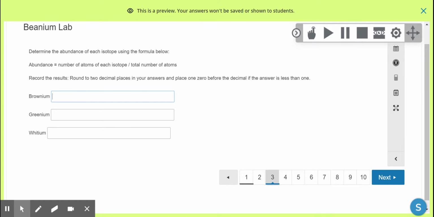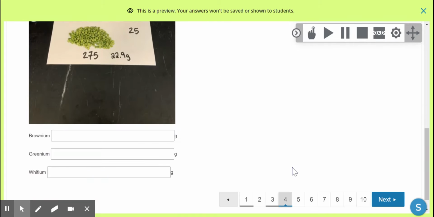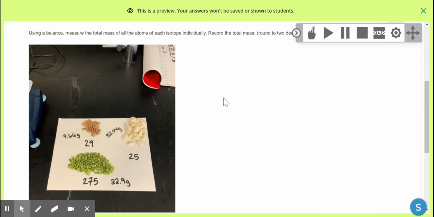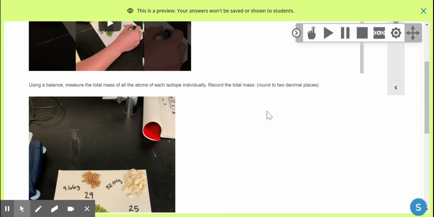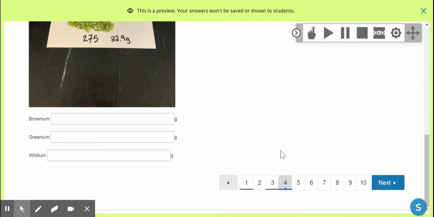So you're going to take the total number of atoms, so the numbers you wrote down in question 2 divided by the total number, that will get you abundance. And just enter it properly. Next, you take these weights and you need to enter them. Once again, read the instructions. It says round to 2 decimal places. There's one of them where it stops at 1 decimal place. That means you have to add a 0 at the end or it'll be wrong.